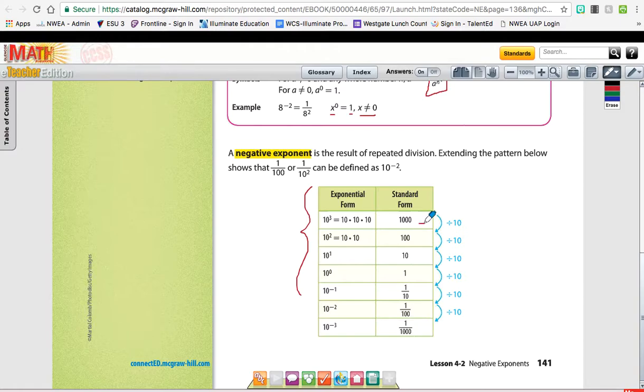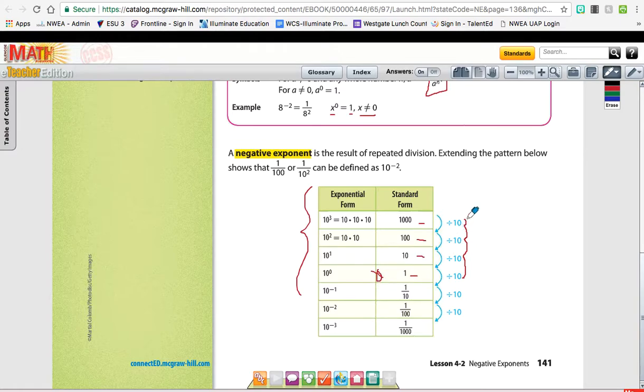10 to the third power is 1,000. 10 squared is 100. 10 to the first power is 10. And showing by the repeated pattern here, dividing by 10, we see that 10 to the 0 power is equal to 1. A very common wrong answer is 0.